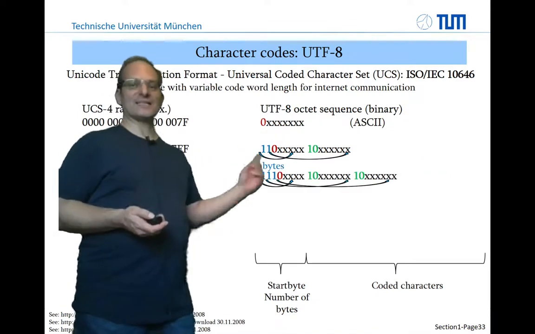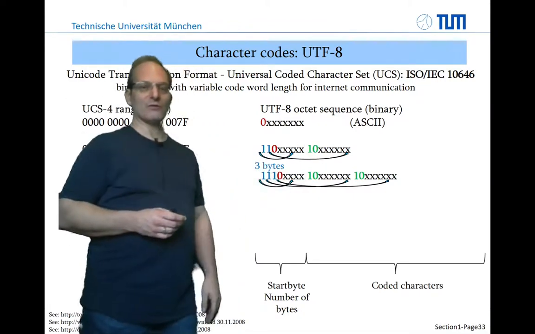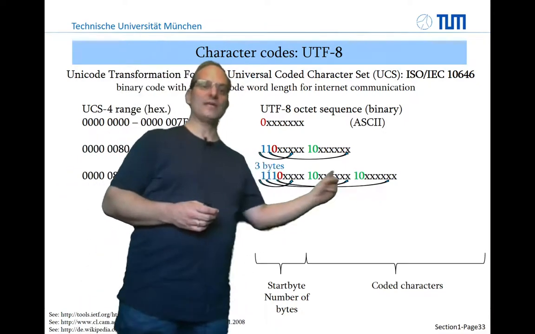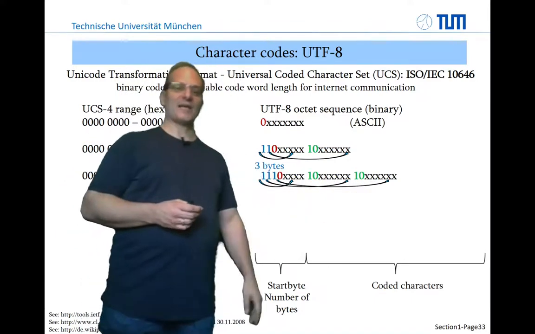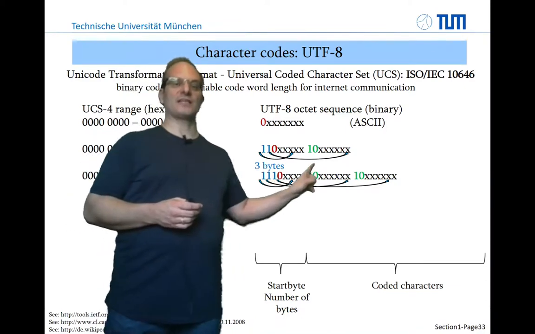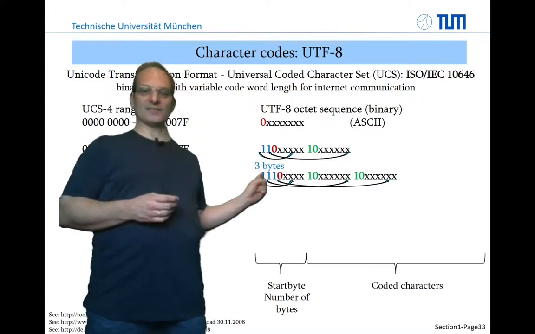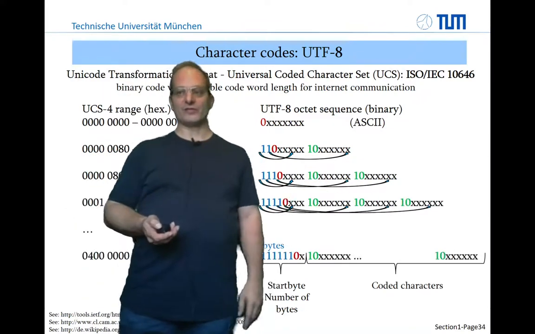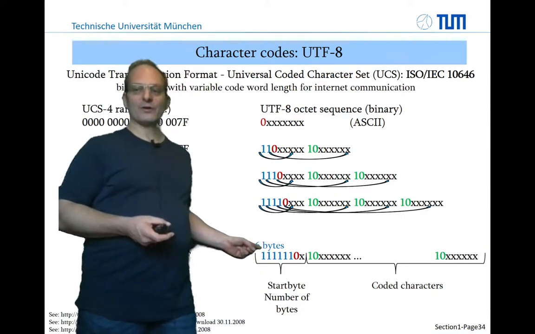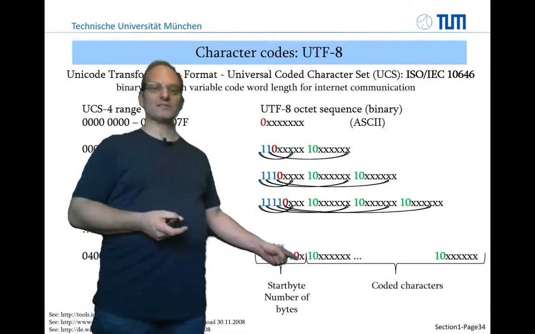And you can extend it up to a specific number of following bytes. So in this case, if you have 3 bytes in the sequence, you set 1, 1, 1. 0 represents that the information starts, and each following trailer has a 1, 0. And the x is filled with the information. So what you can do now is you can fill up 6 different trailers plus 1 bit here.